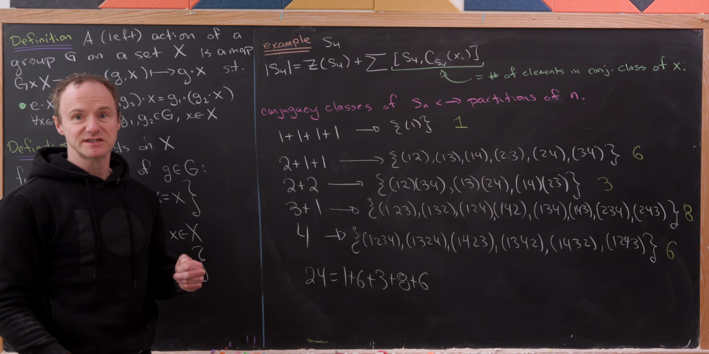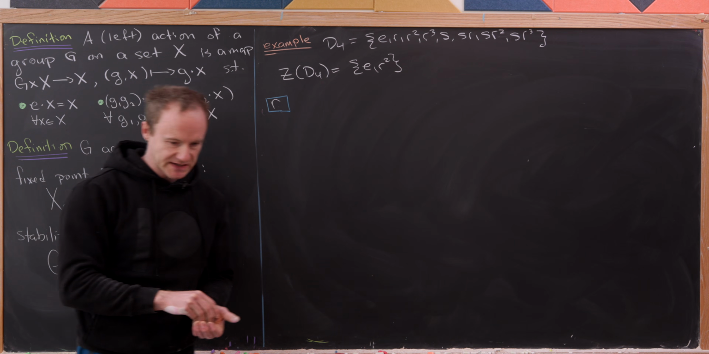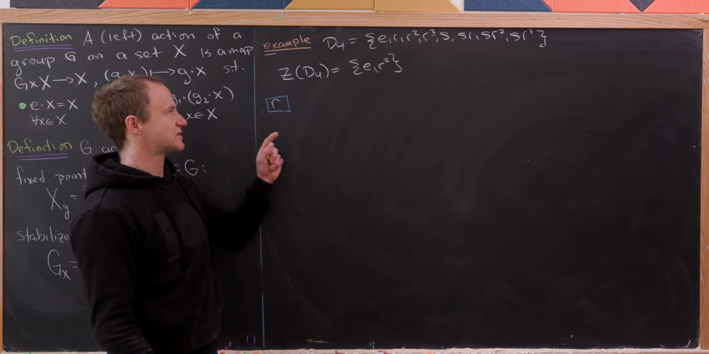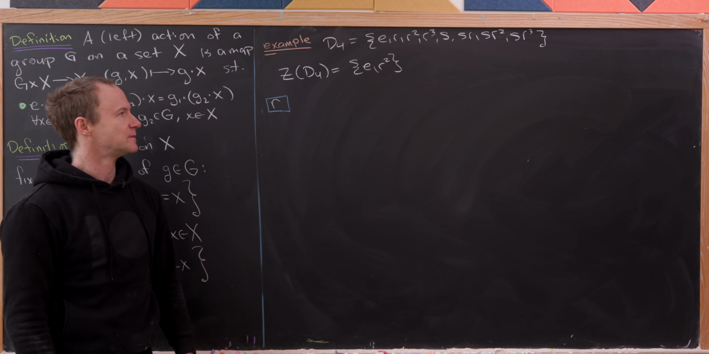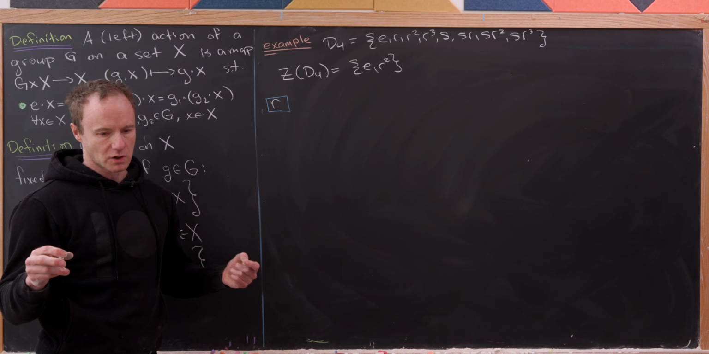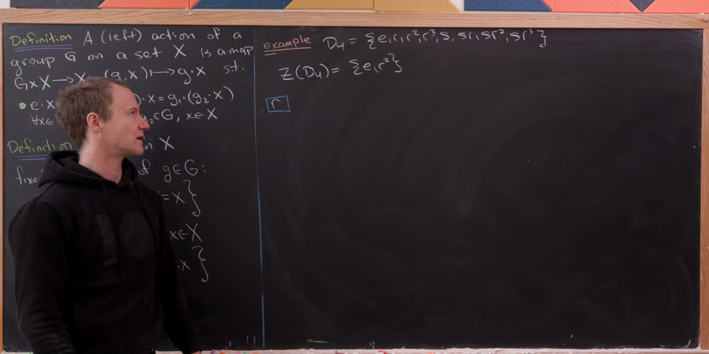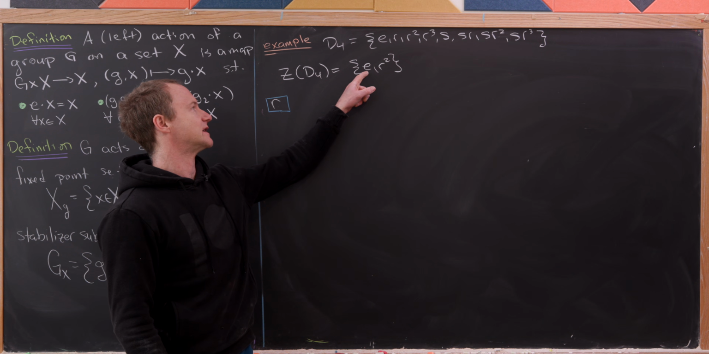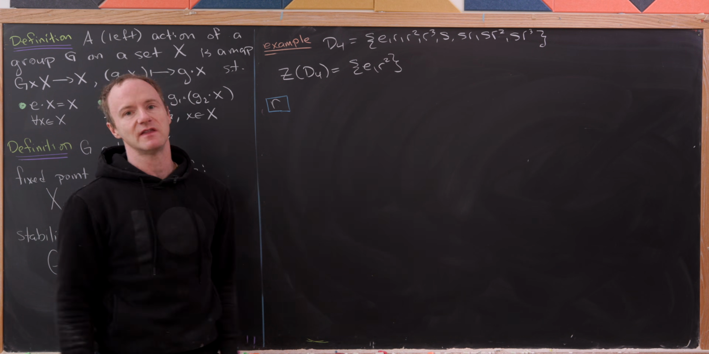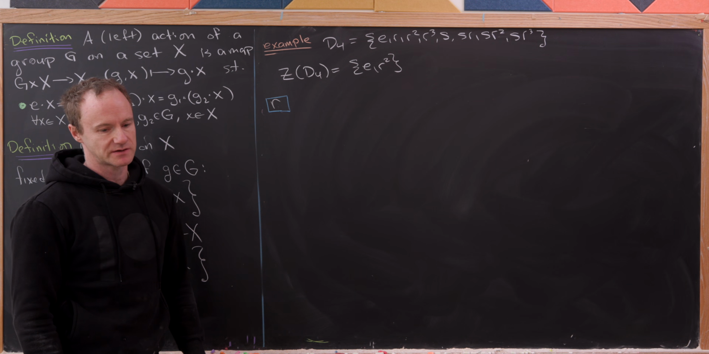Okay, great. Now let's do another example like this. All right, so for our next example, let's look at D4. Let's recall that that's symmetries of the square. It has those 8 elements. And then, well, I think we all recall the multiplication rule here. Now the center, which is pretty easy to calculate, is simply the identity and then the 180-degree rotation.